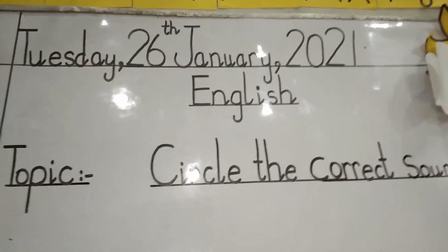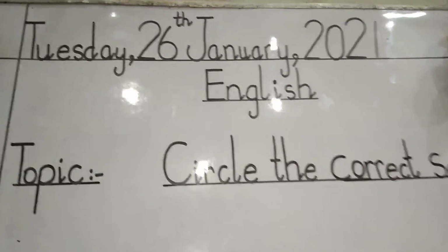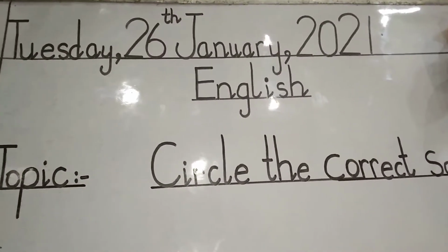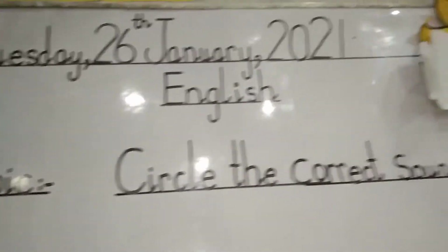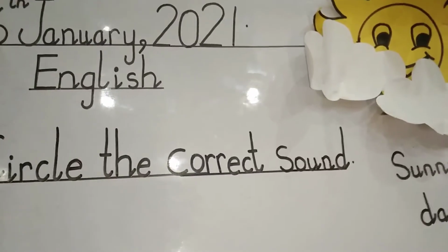Okay class, tell me what is the day today? Today is Tuesday. Which date is today? 26th of January 2021. What is the weather like today? Sunny day. Today is a sunny day.